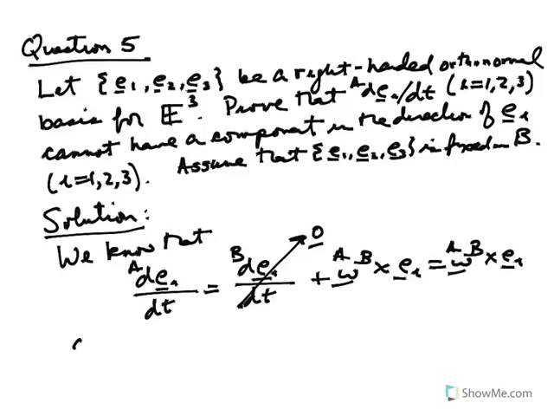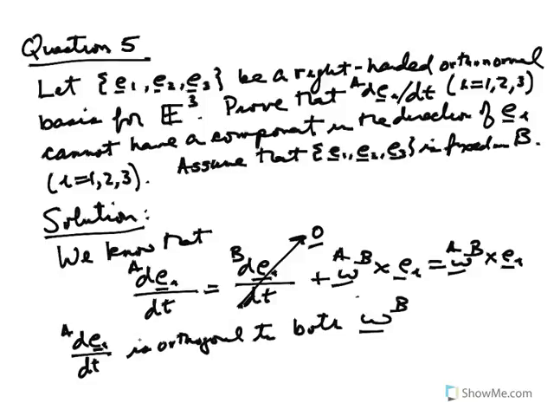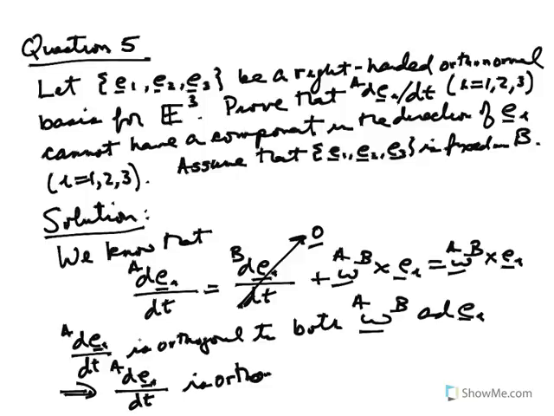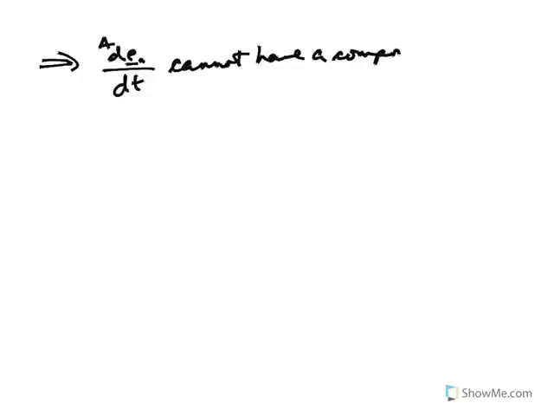So as a result, dEI dt in A is orthogonal to both omega BA and EI, which implies that dEI dt in A is orthogonal to EI, because the cross product between two vectors is orthogonal to both of the vectors, which implies that dEI dt in A cannot have a component in the direction of EI. That's the first solution.